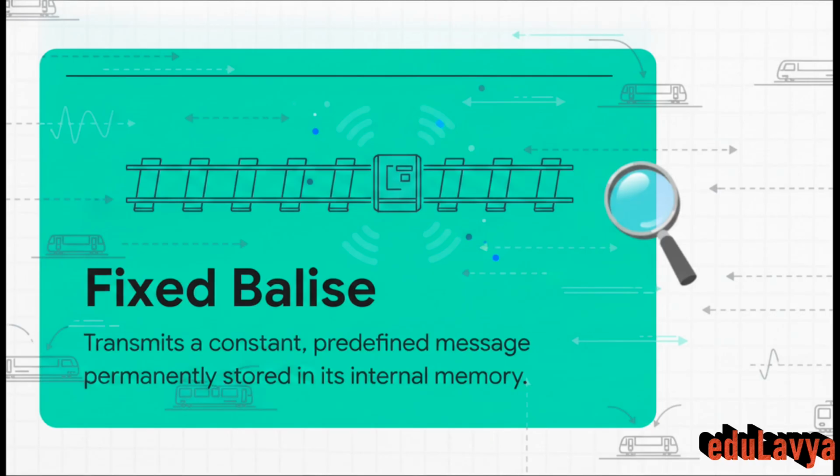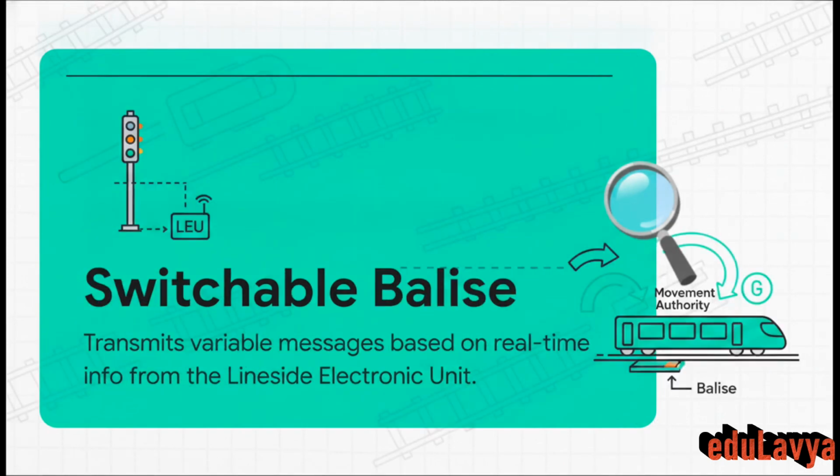As a train travels along, its onboard sensors are constantly calculating speed and estimating distance, but as you might guess, those estimates can drift slightly over time. The fixed Balise acts as a trusted reference point for location management, instantly correcting any distance measurement errors the onboard computers might have accumulated. On the flip side, we have the switchable Balise.